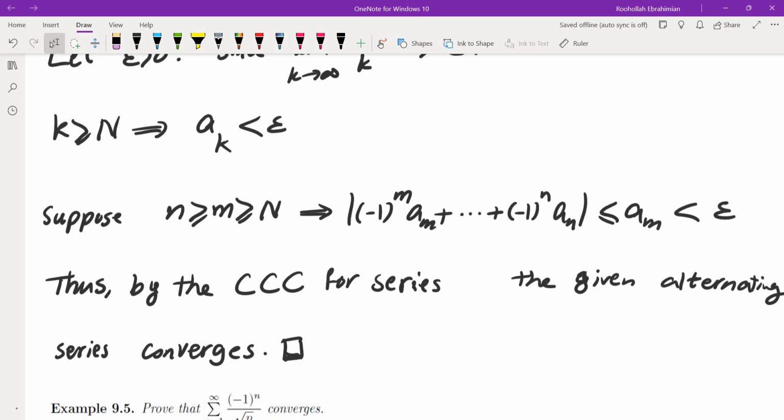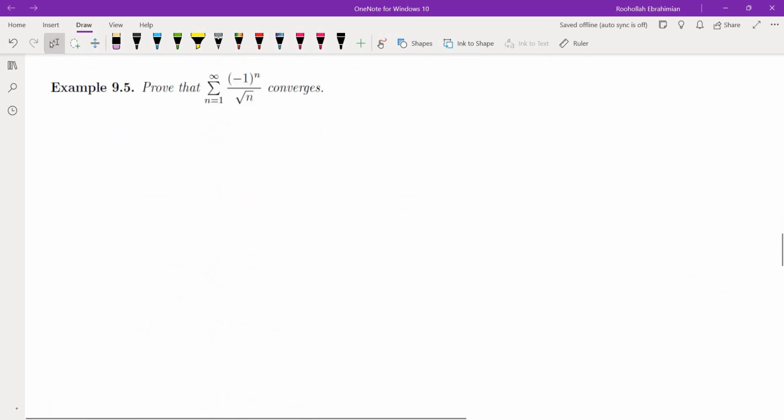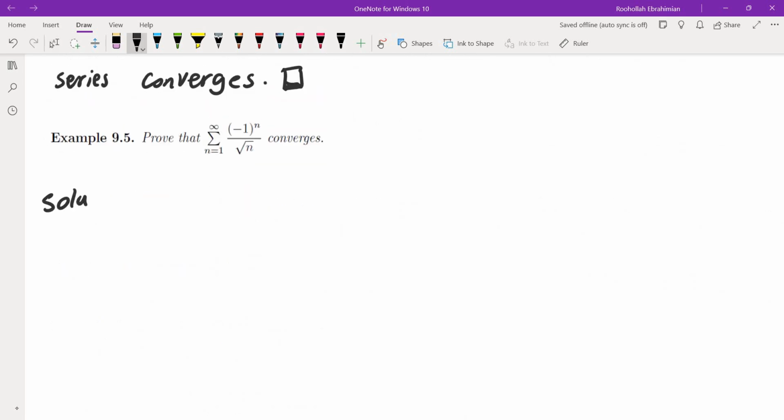Okay. So it seems to be a little bit of a long proof, but if you think about this, what we did was we found out that the absolute value can be approximated by the first term. We showed that the absolute value of the difference of two partial sums is less than the first term, and since the terms of the sequence approach 0, the difference of two partial sums also can be made small.